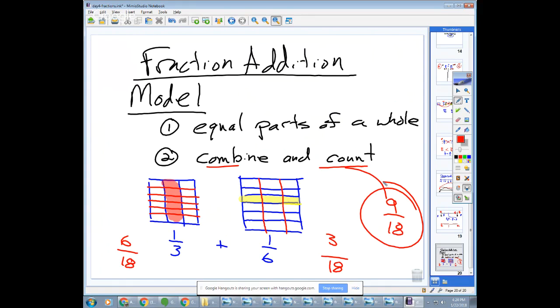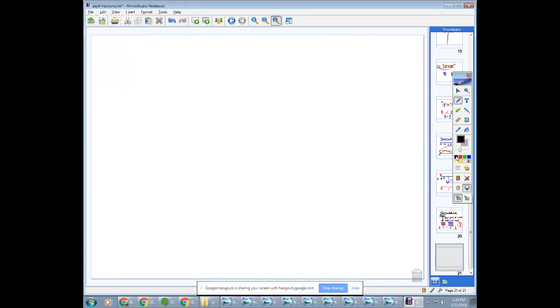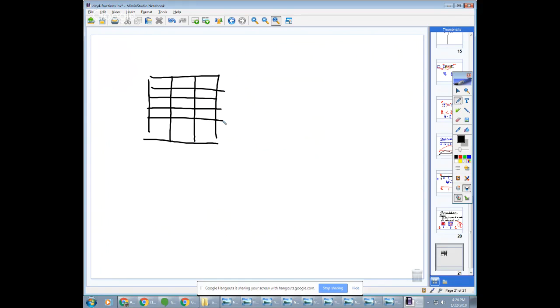Now there's this rule that a lot of teachers have, you should always reduce the answer. So let's think about reducing the answer. So I'm going to redraw this. Here's my cake. I'm going to put them all into one pan. I have thirds one direction. I have 6ths the other direction. I had 1, 2, 3, 4, 5, 6, and then I have to throw in another 1, 2, 3. So that's a picture of my answer.